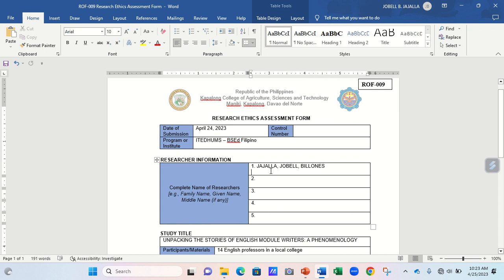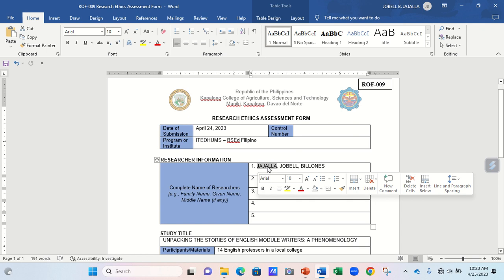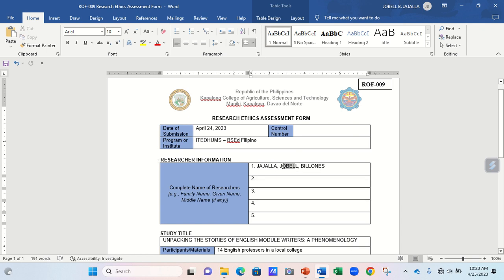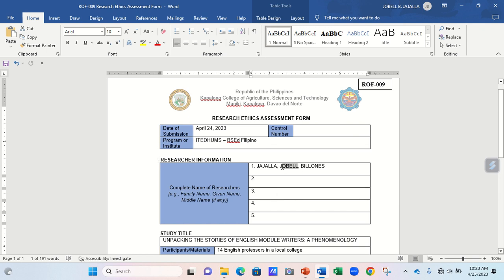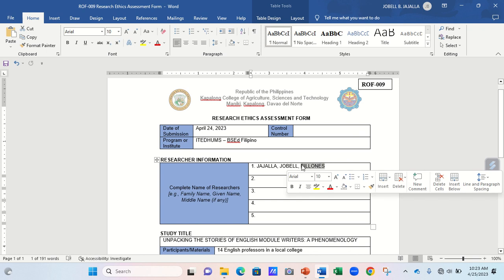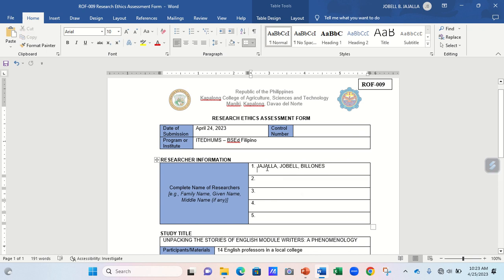For the researcher's information, you will follow this format. First is your last name, or your family name, and the second one is your given name, separated by comma and space. And the last item here is your middle name, if you have any middle name. If you don't have a middle name, just leave this one blank.